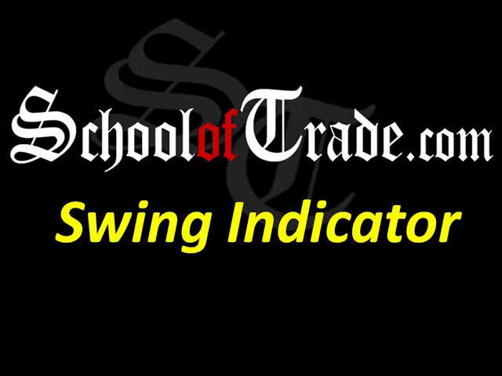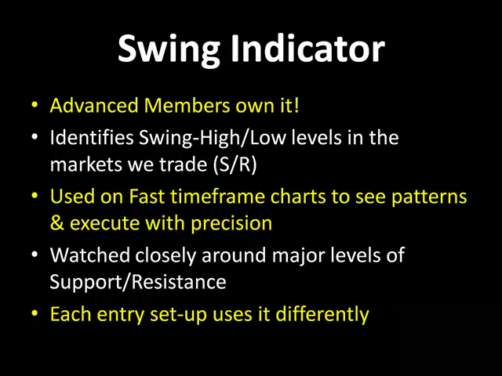Let's talk about one of our proprietary indicators called the swing indicator. Now, of course, this is available to only our advanced members, right? They own the code, they own the indicator themselves. And the swing indicator is very simple. It identifies both swing highs and swing low levels in the markets we trade. In other words, it identifies important levels of support and resistance, and it does so automatically for you, so no heavy lifting needs to be done by the trader. We use this indicator, the swing indicator, on our fast time frame to see patterns and execute with precision.